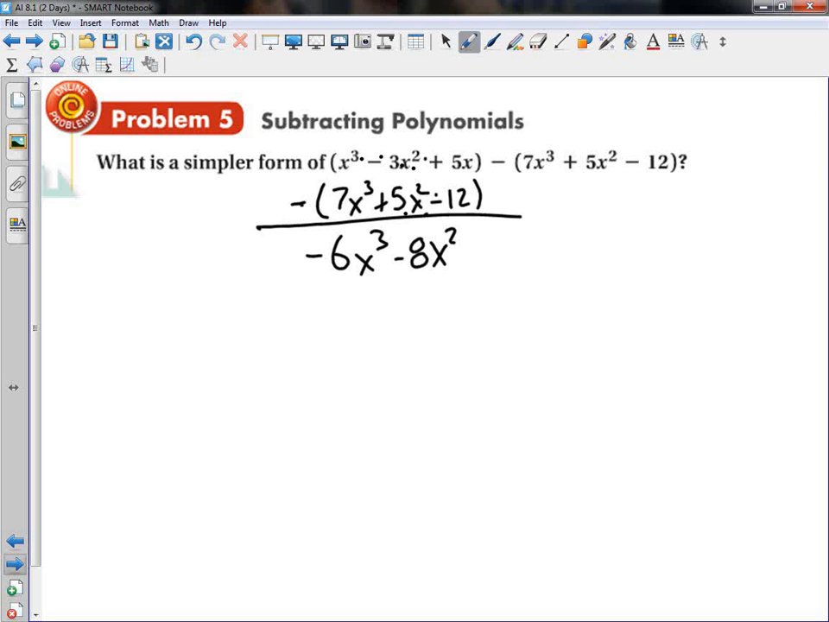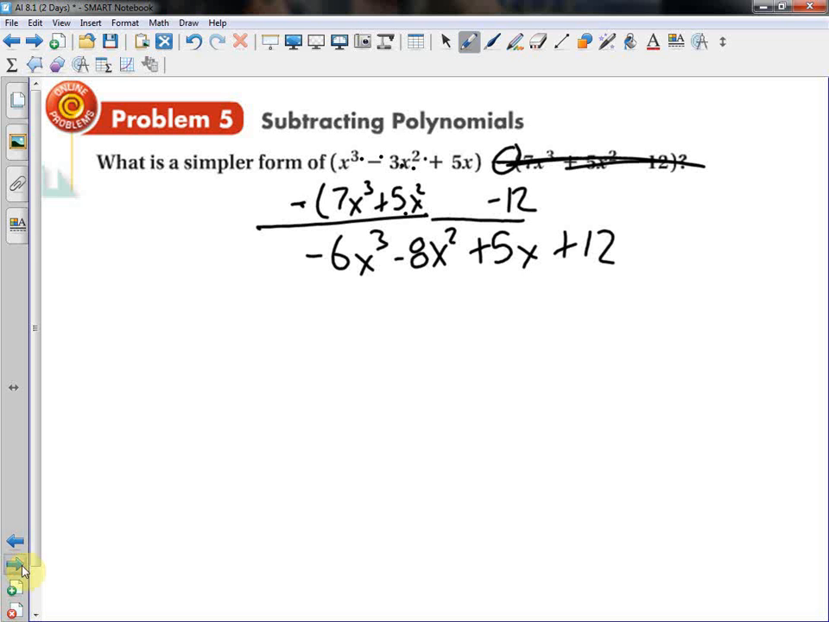And the last one, I have 5x, and 12. Are they like terms? The answer is no, they're not. So what I'm going to do is rewrite this to make it a little bit more clear. There we go. I'm going to put the minus 12 out here. Right, that's ignored. So 5x, I have nothing to subtract from the 5x, so I'm just going to drop it down. And then I have 0 minus a negative 12, or plus 12. So that's how to do it, drop down.